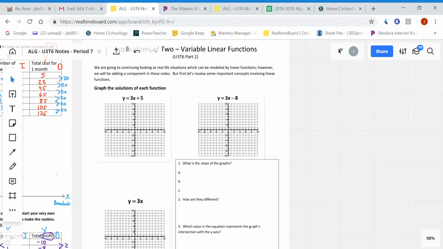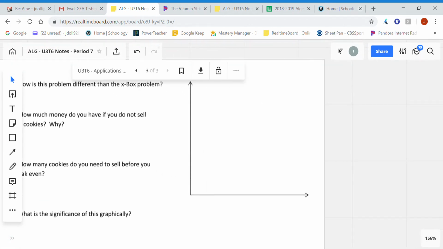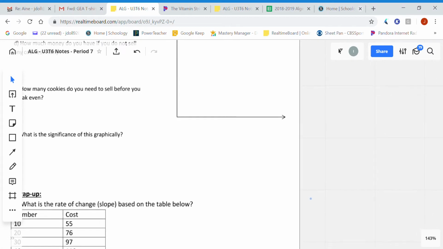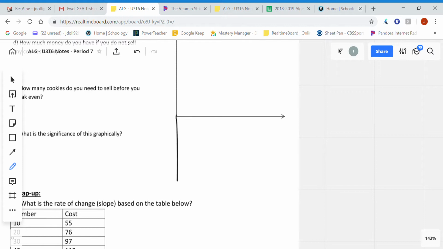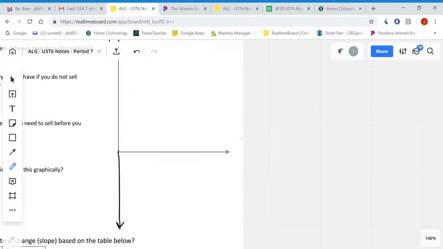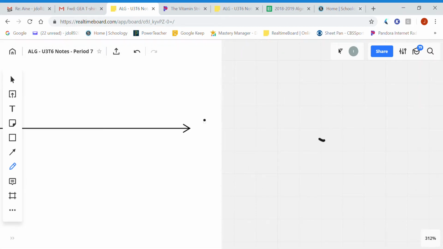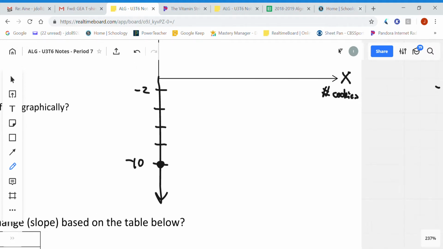So let's go to the next page here. Let's turn the page to page 3, and let's graph this here. Here's the catch. How is this different than the Xbox problem? Well, I need the 4th quadrant because in this situation, my y-axis, my amount of money, can actually be negative. So y is my money, x is my number of cookies. So if I go negative 2, 4, 6, 8, 10, right there at negative 10 is my y-intercept.